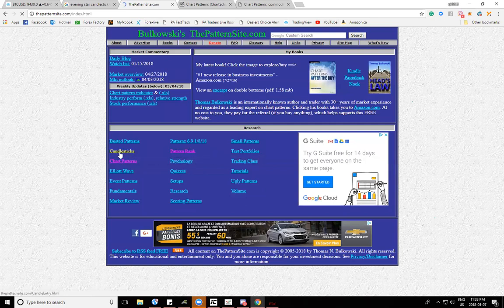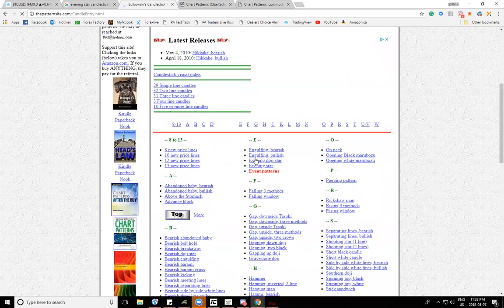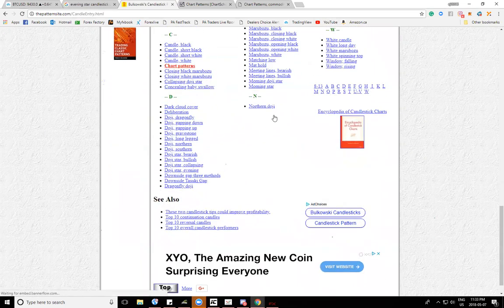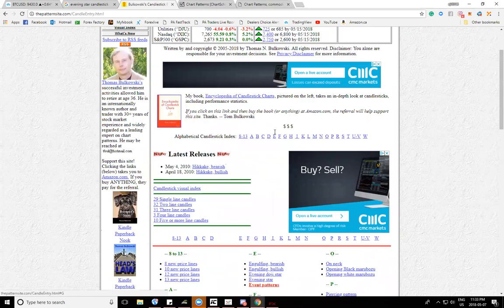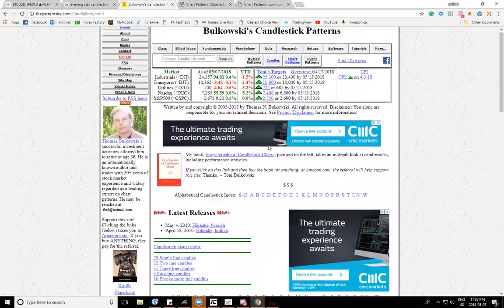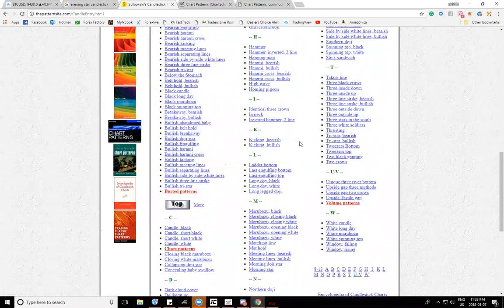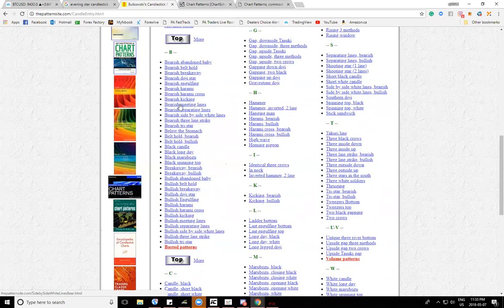There's candlesticks. Come on. Why isn't it going? Yeah, so look, there's a huge list. So if you want some reading material, those are all the candlesticks. So for example, if we wanted to see bearish engulfing, is it there?